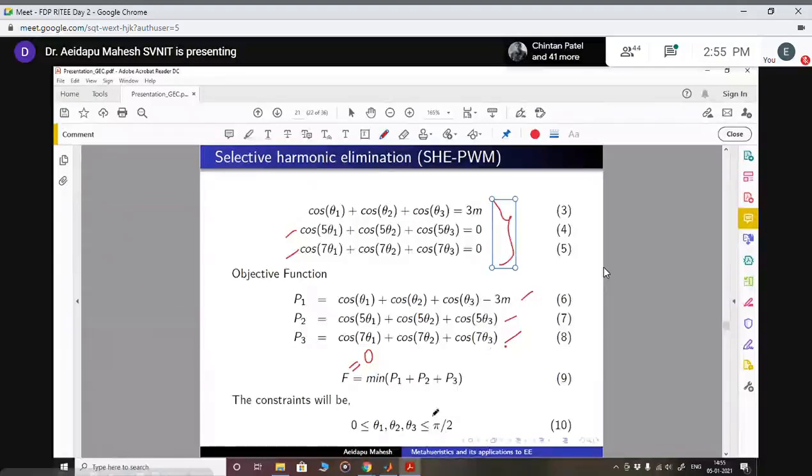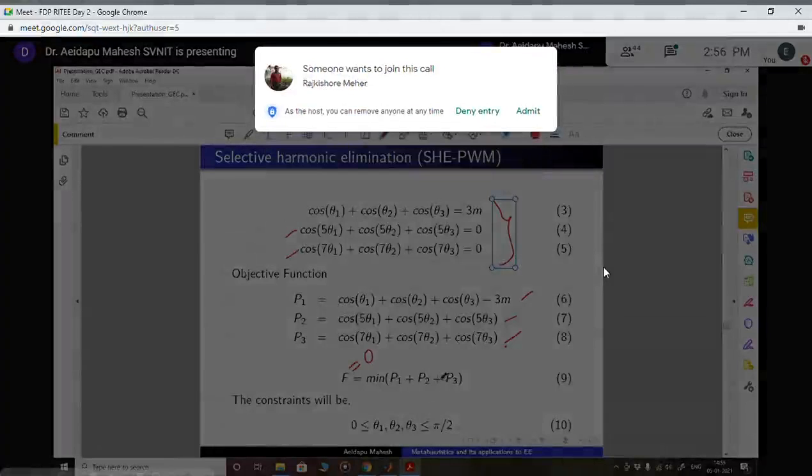And the constraints will be what? The angles, whatever angles you are going to find, theta 1, theta 2, and theta 3, must be between 0 and pi. There are several research papers available on the same multi-objective selective harmonic elimination optimization. You can find a lot of literature.